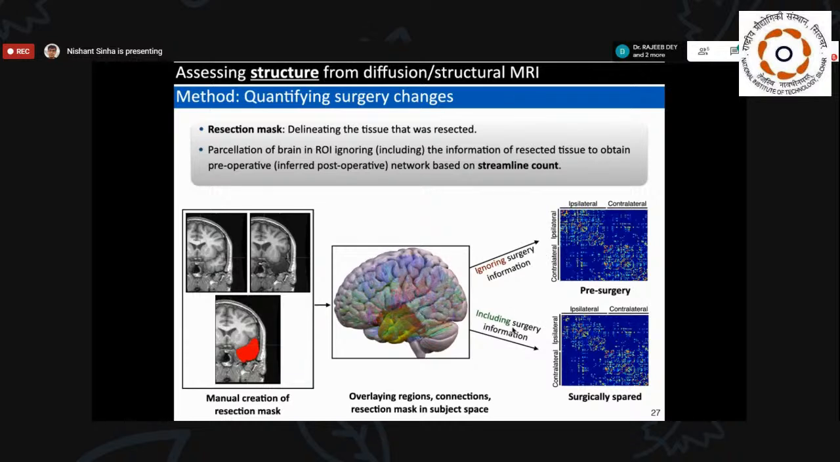Now we can include the information of the surgery by removing all the fiber tracts which intersected with the resection mask, and then obtain a network of those connections which would remain unaffected after the surgery, or which we expect to remain unaffected as a result of surgery. So we call it a surgically spared network, which is a subnetwork of the pre-surgery network, but without those connections which were impacted by the surgery.